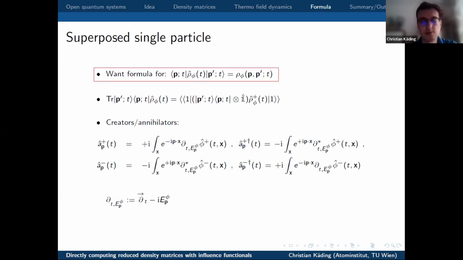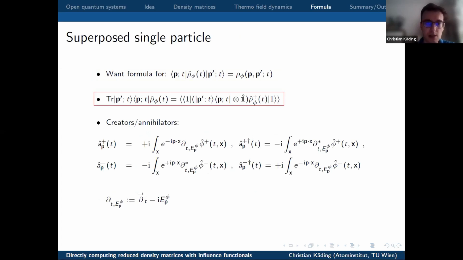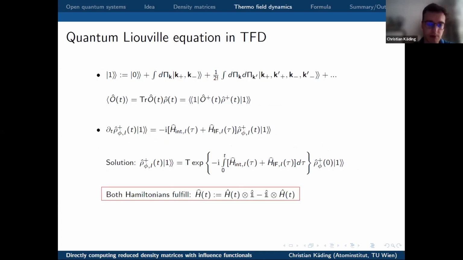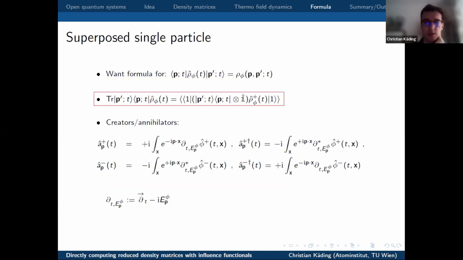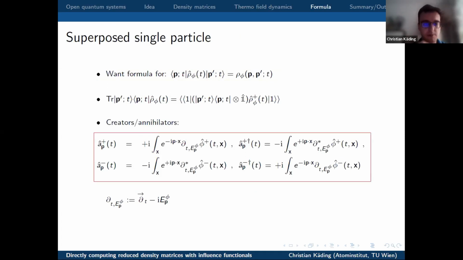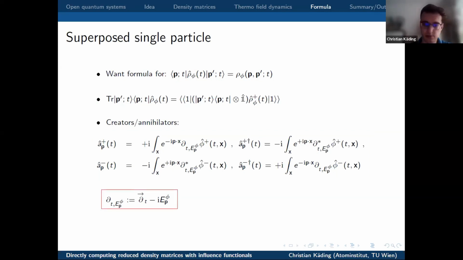Right. Okay. So as I said, we want a formula for the density matrix in momentum basis at time t. We start with the trace and formulate it in thermo field dynamics. You see on the right-hand side of this trace, we have this rho plus times the one state. This we already know from here. Exactly, we already have the solution. We can just plug it in. And then we pull out all the creators and annihilators, replace them by field operators, and introduce this nice shorthand notation, just for information.